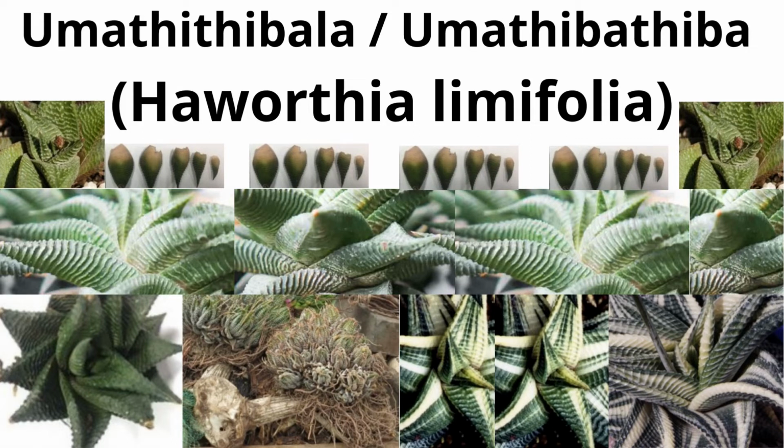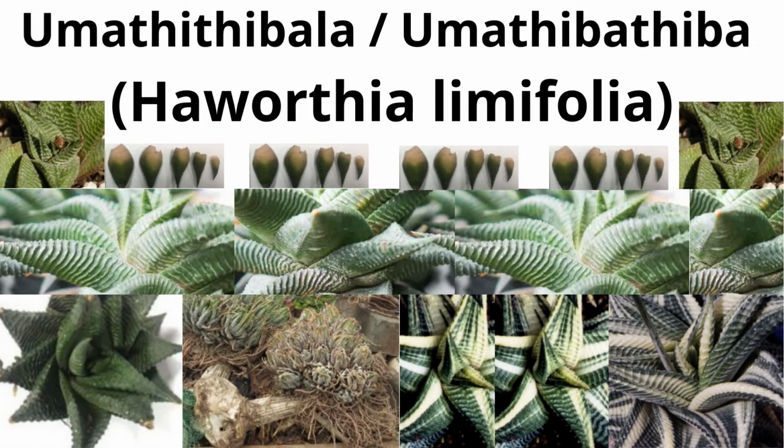Umathithibala is an endangered succulent. The types of Umathithibala that are endangered in South Africa are Haworthia limifolia and Haworthia culminarium. The endangered status is due in large part to the unsustainable harvesting of Umathithibala for traditional medicinal purposes. Hence, these two species, Haworthia limifolia and Haworthia culminarium, are protected under the Nature Conservation Ordinance of 1983.